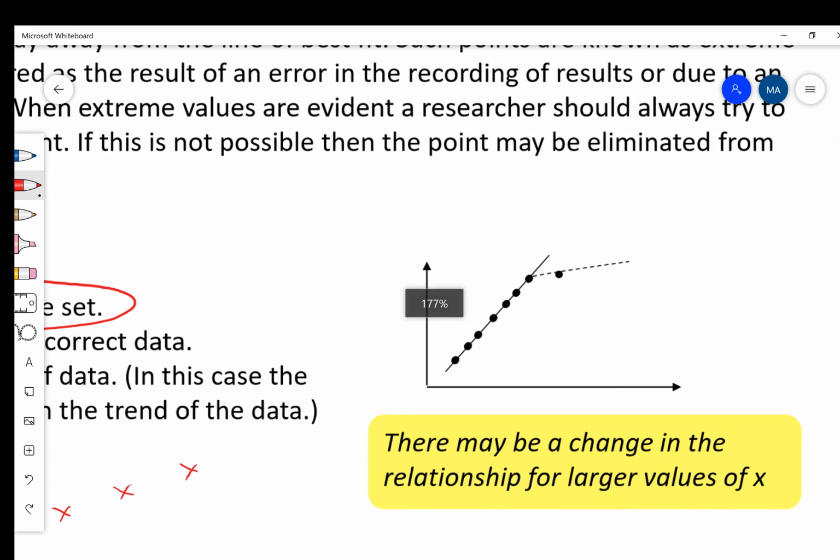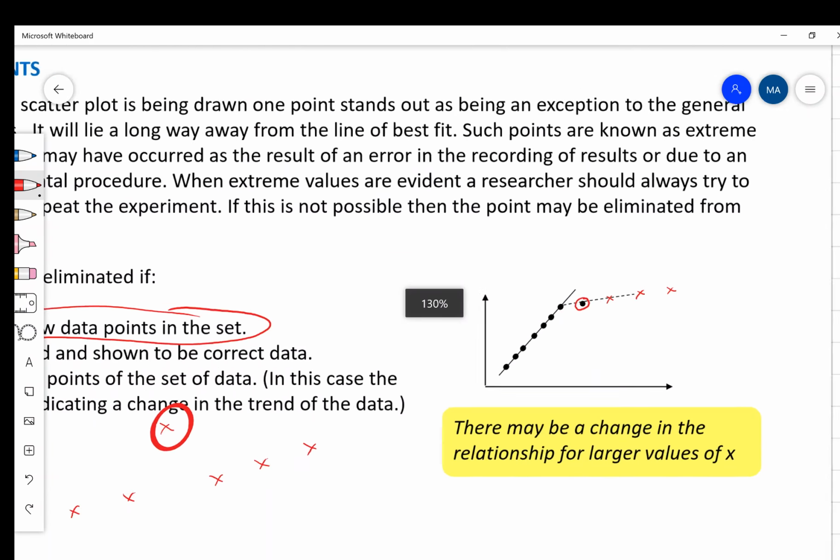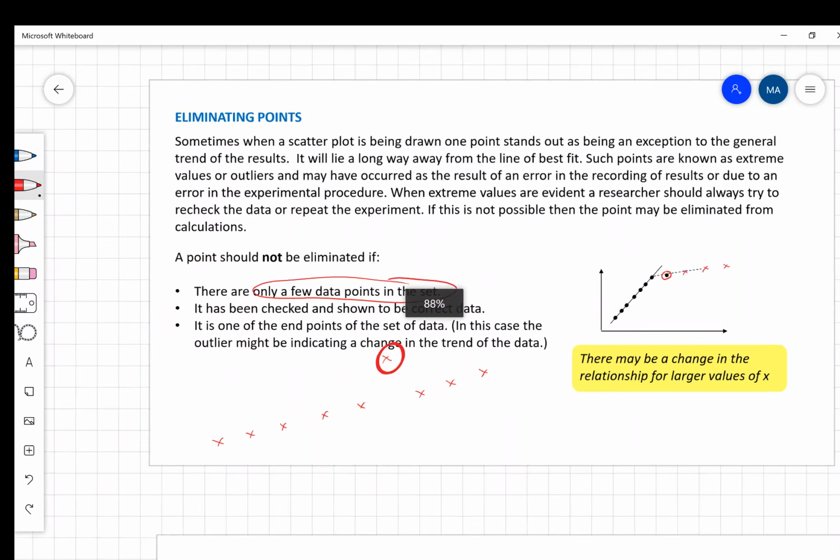So for instance, over here we can see these data points going along, and all of a sudden what appears to be an outlier, it's not following along with the rest of the data points, but it's at the end of the set. So we mustn't eliminate that, because what could be happening here is that the data actually looks linear to begin with, but is actually non-linear, and it's going to continue on that non-linear pattern. So we mustn't eliminate endpoints.